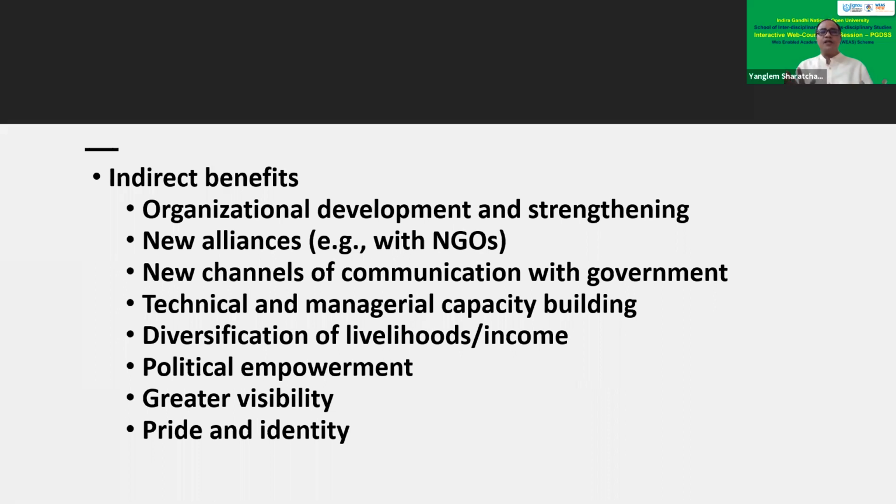Okay. And some of the indirect benefits are devolution of powers, then through training and technical training, local people will get technical and managerial capacity, means they will have that knowledge and technical expertise. Then political empowerment happens, greater visibility, pride and identity. These are some of the indirect benefits.